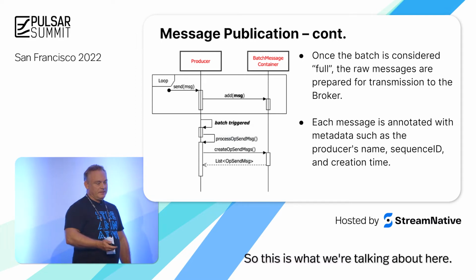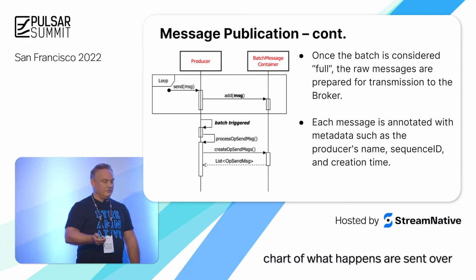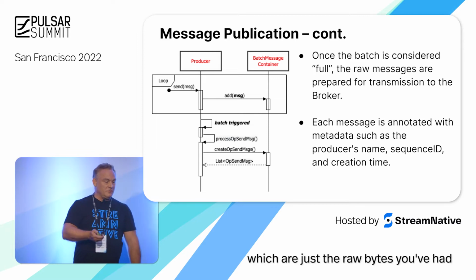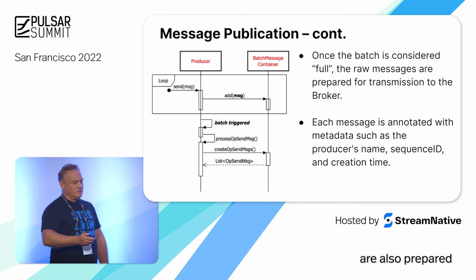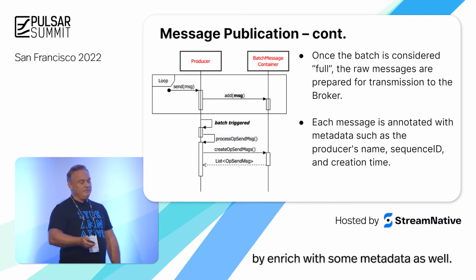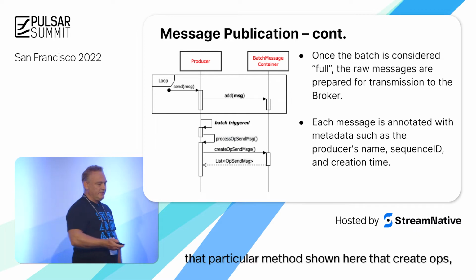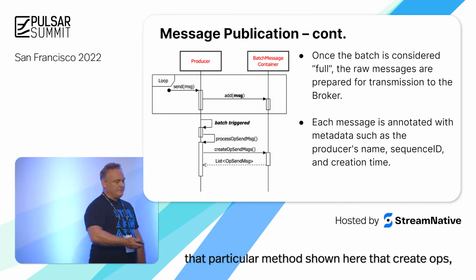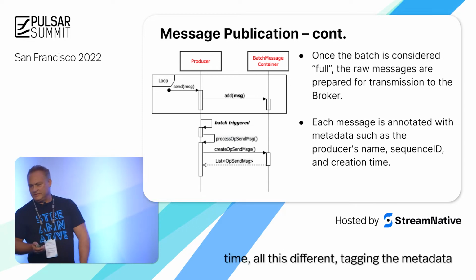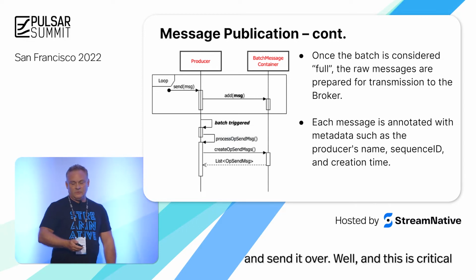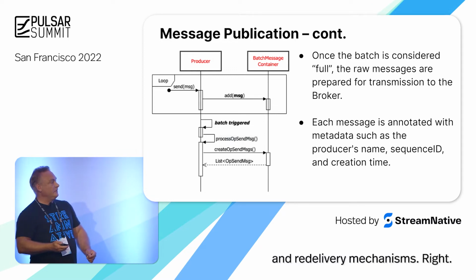Right, so this is what we're talking about here. Once it's full, this is getting a little bit down into the flow chart of what happens. They're sent over. These raw messages, which are just the raw bytes you've had, and maybe the keys, and maybe the properties you've attached to them, are also enriched with some metadata. And this happens naturally inside that particular method shown here, createOpSendMessages, right? We annotate with the producer name, the sequence ID, creation time, all this different tagging and metadata, and send it over. And this is critical for the Pulsar message deduplication and redelivery mechanisms, right?